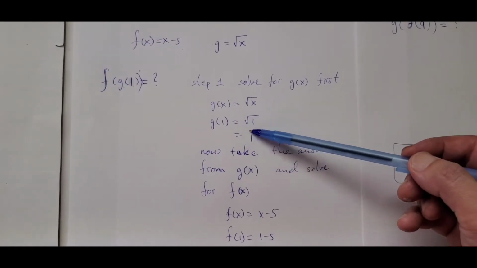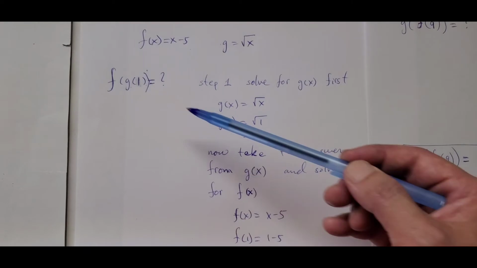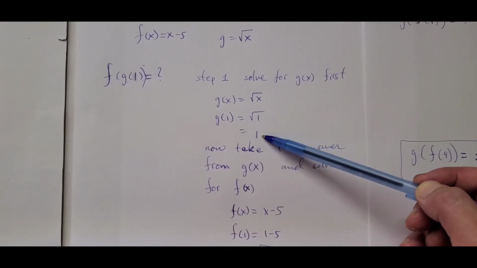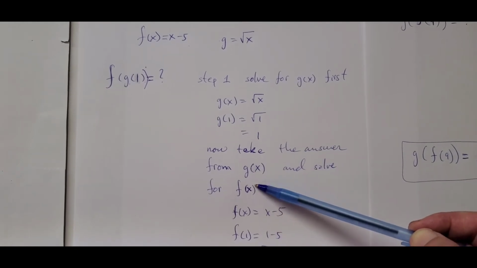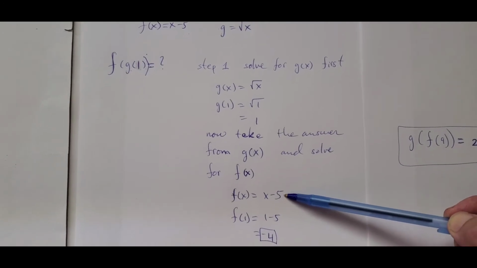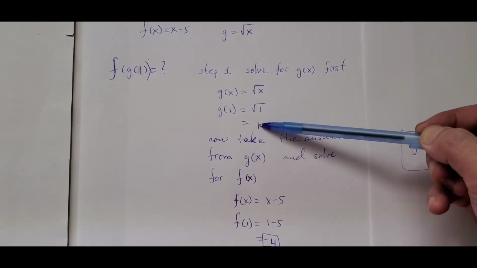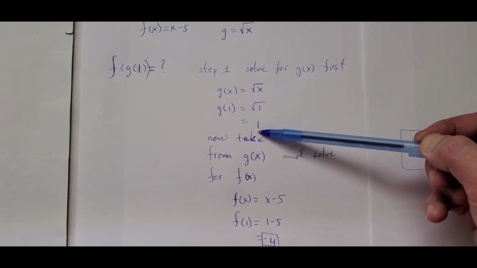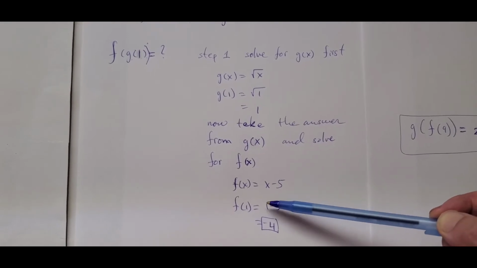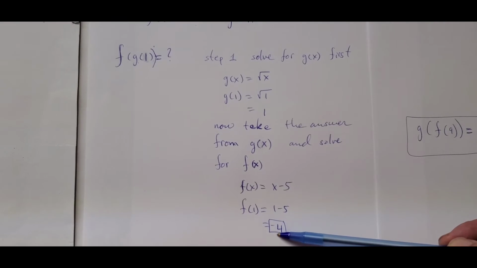So now we know what g of 1 is. g of 1 is 1. Now take this answer and solve for f. Well, f is x minus 5, so write out x minus 5. We know what x is. Put the 1 in here. So that's what I have down here, and then 1 minus 5, which is minus 4. This is the final answer.